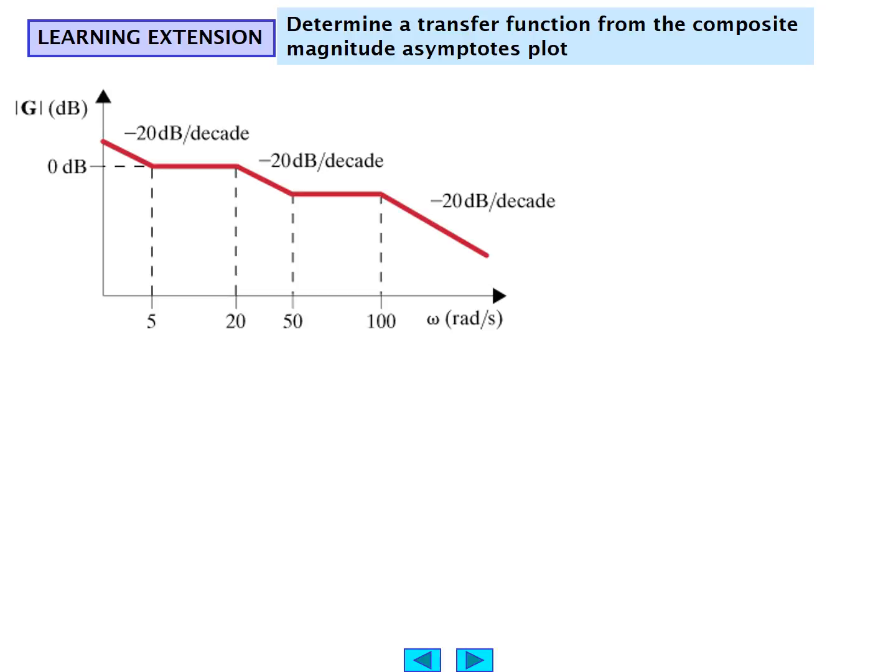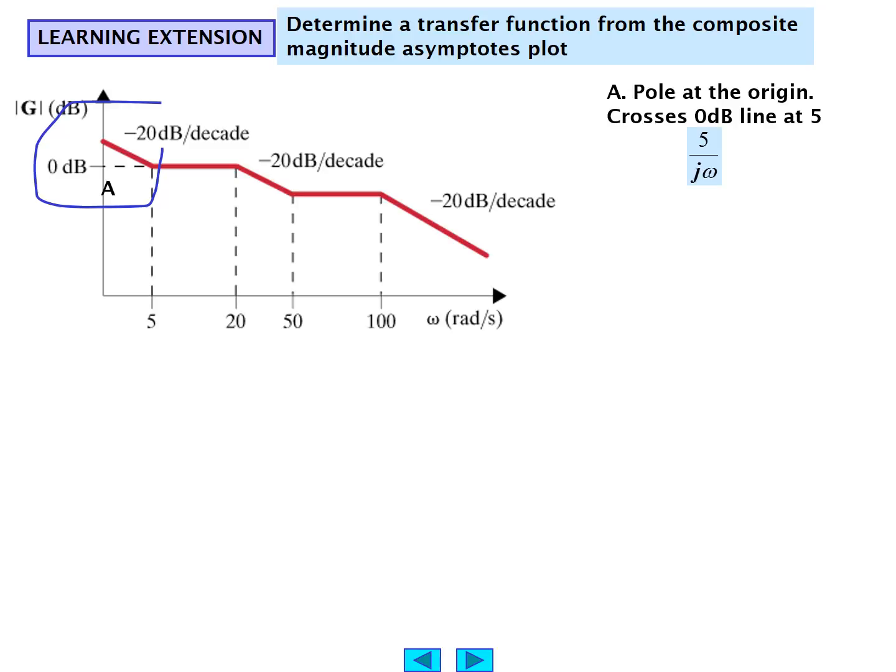Let's now determine the transfer function from a composite magnitude asymptotic plot. First, we'll look at A, and we notice that A is a minus 20 dB per decade slope, which breaks at 5, whose value is 0 dB. So that means there's a pole at the origin, which crosses the 0 dB line at 5, and that would be 5 over j omega. Omega equals 5. We get 1 over j, if you will, and that's our 0 dB with a magnitude of 1 when omega equals 5. And of course, a pole at the origin means that it's a 1 over j omega term, first order.